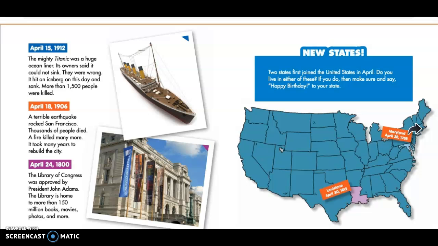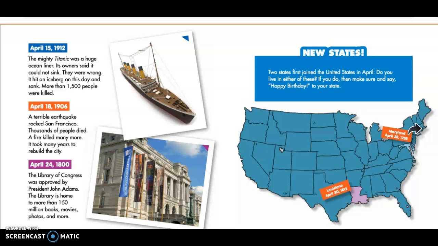On April 15, 1912, the mighty Titanic, a huge ocean liner. Its owners said it could not sink. They were wrong. It hit an iceberg on this day and sank. More than 1,500 people were killed. April 18, 1906, a terrible earthquake rocked San Francisco. Thousands of people died. A fire killed many more. It took many years to rebuild the city.